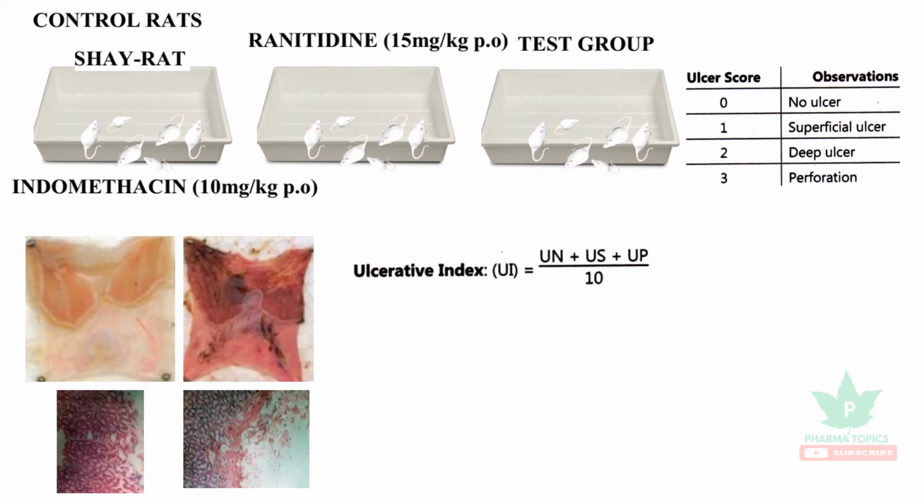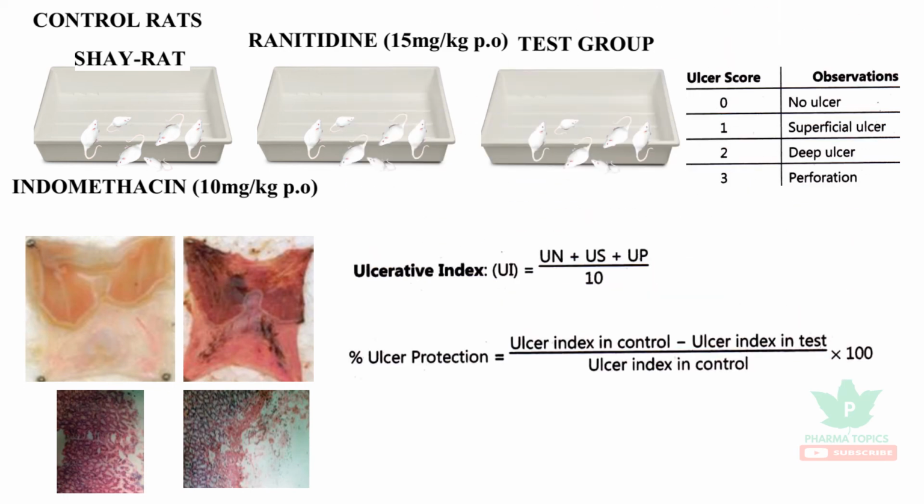The ulcer index is the number of ulcers plus the severity of ulcers plus the percentage of animals with ulcers, divided by 10. The ulcer protection equals the ulcer index in the control rats minus the ulcer index in the test rats, divided by the ulcer index in the control, multiplied by 100.